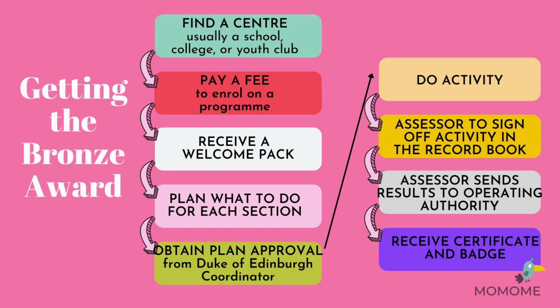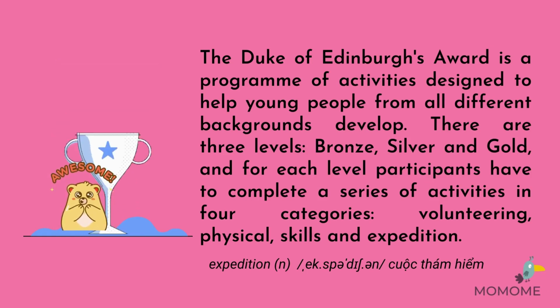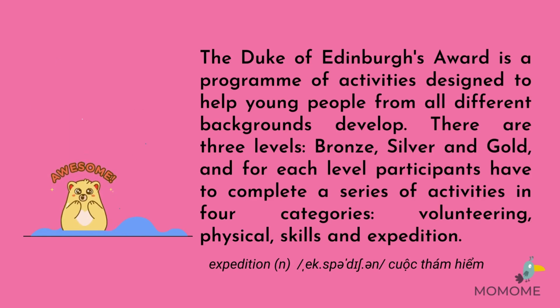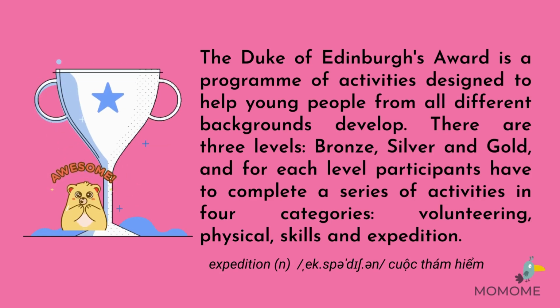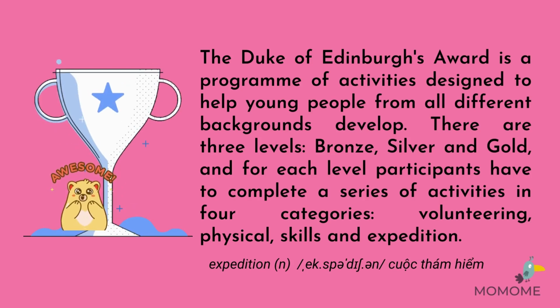Getting the Bronze Award. The Duke of Edinburgh's Award is a programme of activities designed to help young people from all different backgrounds develop. There are 3 levels: bronze, silver and gold. And for each level, participants have to complete a series of activities in 4 categories: volunteering, physical, skills and expedition.